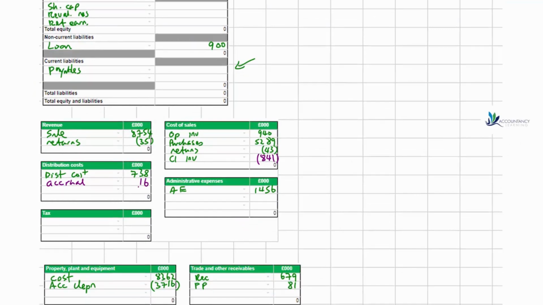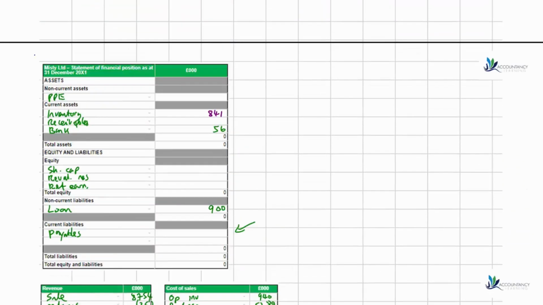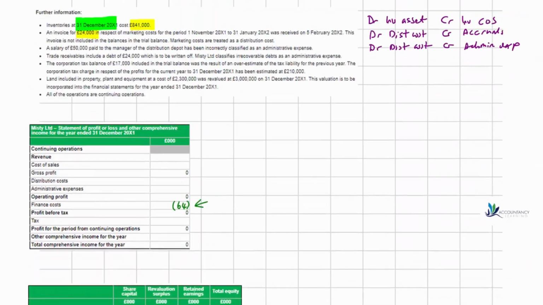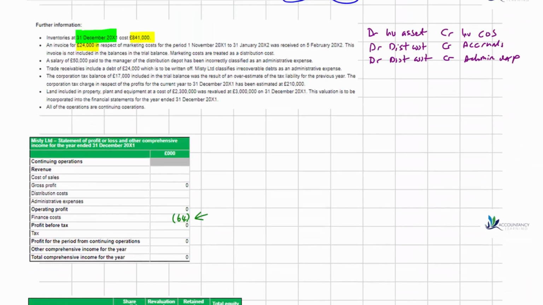So we need to increase our distribution costs. We're debiting distribution costs, but we're crediting our admin expenses. This relates to the 50,000 salary. So we've done the double entry for that. So let's highlight that so we know we've dealt with it.